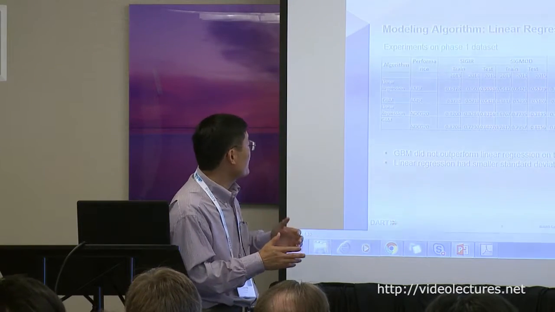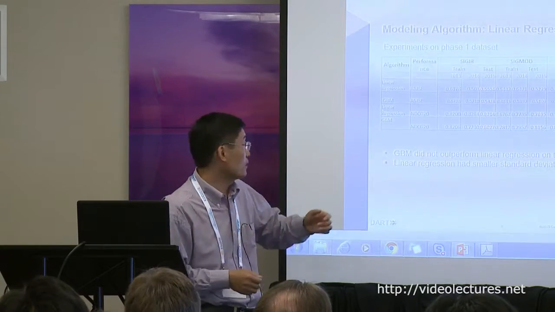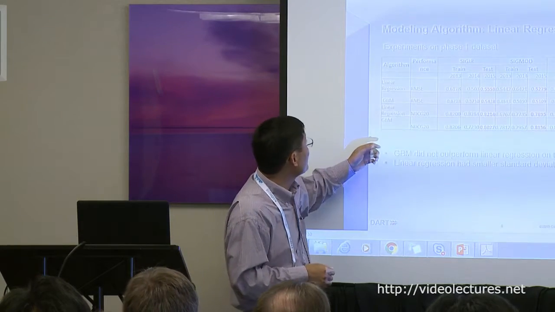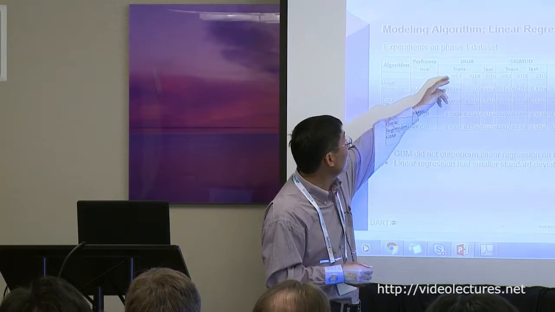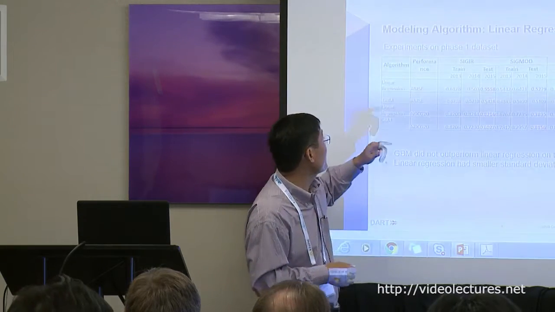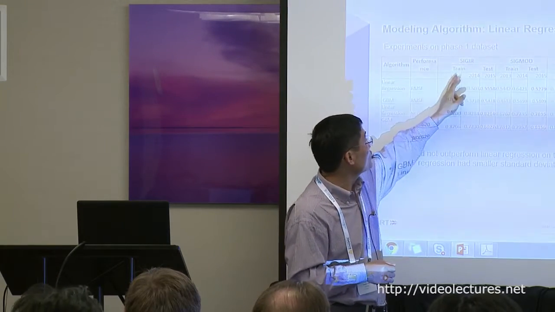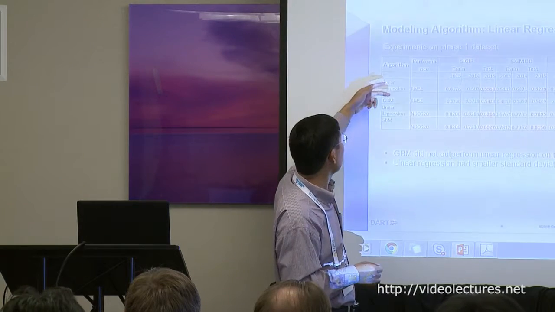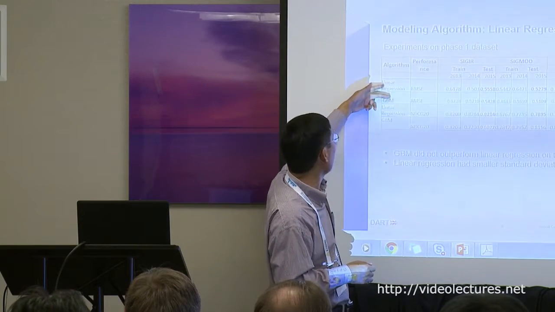And here is the algorithm comparison. As I said, we compare the simple linear regression and the GBM, which is the more complicated one. Those are the results listed on the training. See here, this is the phase 1 data set, the 3 conferences, training, this 2-year model. This is a 2-year model using different algorithms.